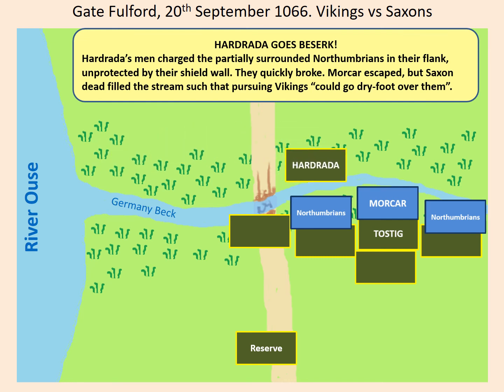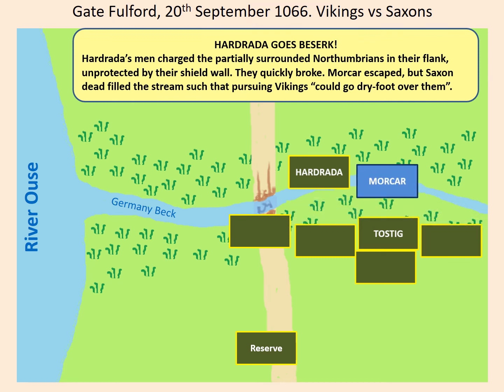Hardrada's men charged the partially surrounded Northumbrians in their flank. Unprotected by their shield wall, they quickly broke. Morcar escaped, but Saxon dead filled the stream such that the pursuing Vikings could go dry foot over them. In other words, they didn't even have to get their feet wet, they could just step from body to body. That's taken from the Norse sagas. And so, here we can see that the Saxon army has been crushed.